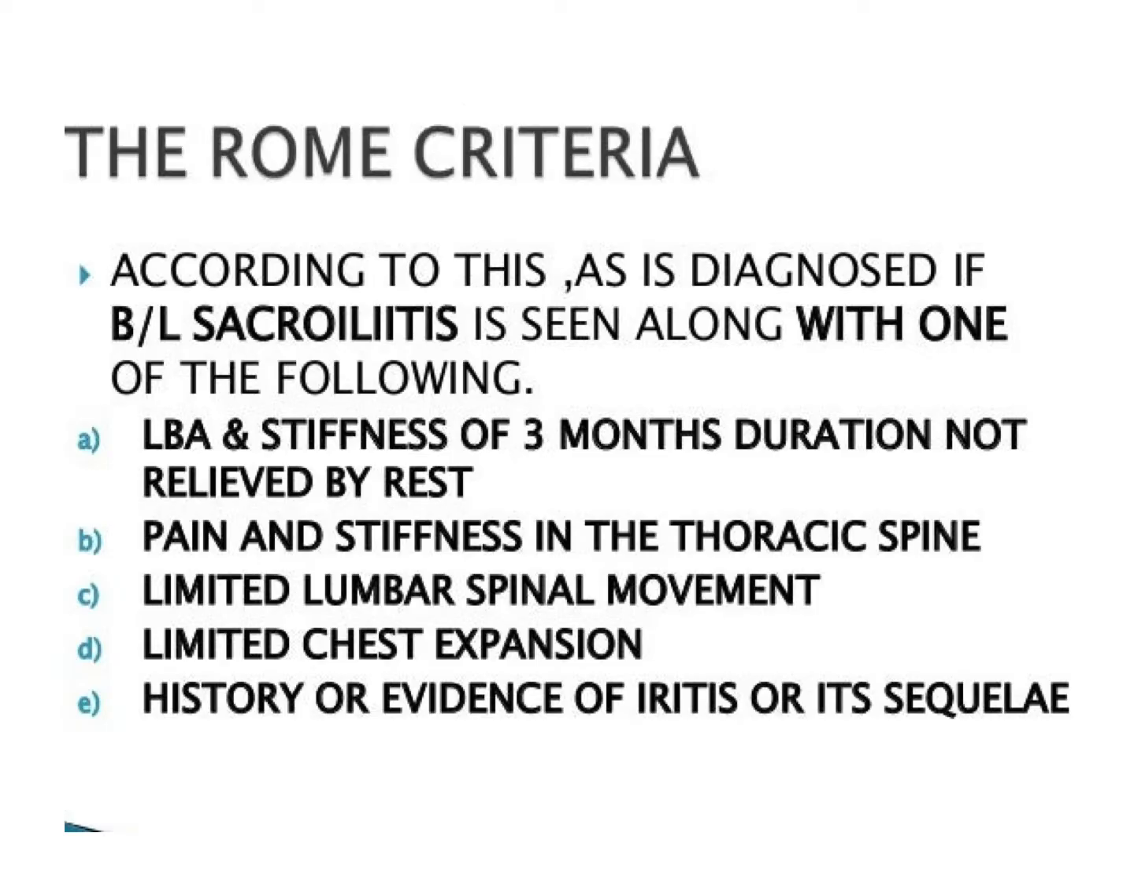The Rome criteria, which are also the oldest criteria for diagnosing ankylosing spondylitis. According to this, AS is diagnosed if bilateral sacroiliitis is seen along with one of the following: low back pain and stiffness of 3 months duration not relieved by rest, pain and stiffness in the thoracic spine, limited lumbar spine movement, limited chest expansion, history or evidence of iritis or its sequelae.